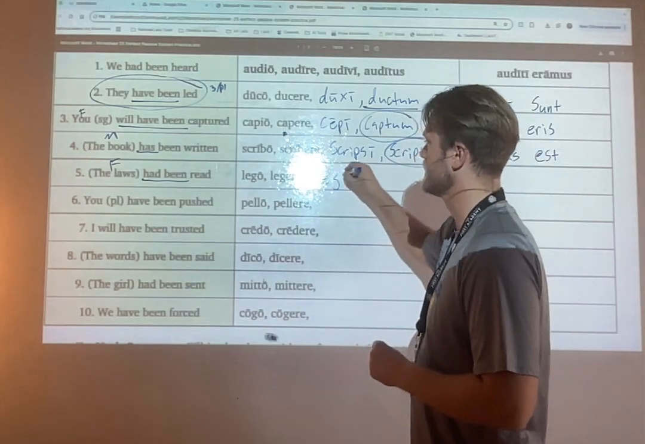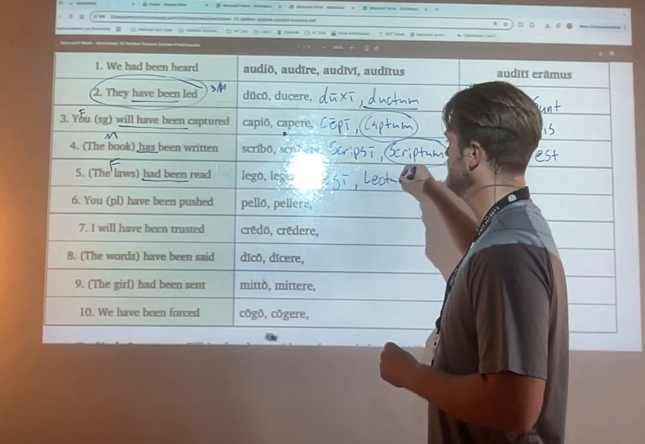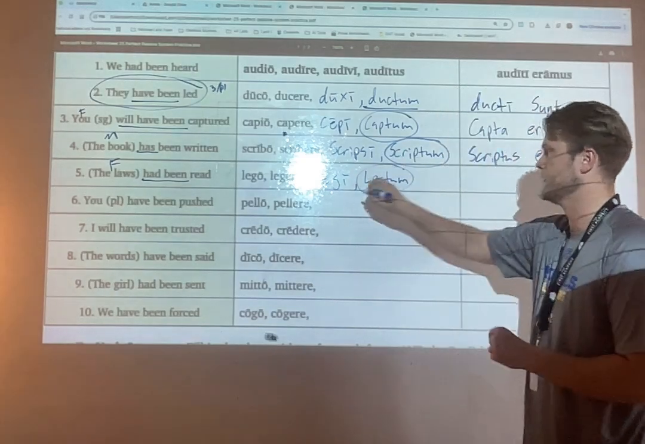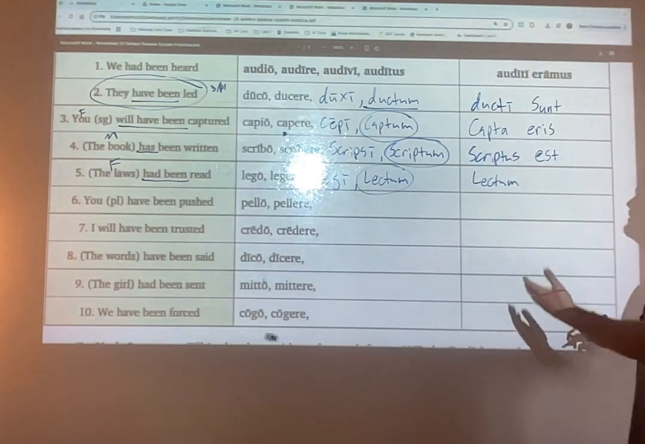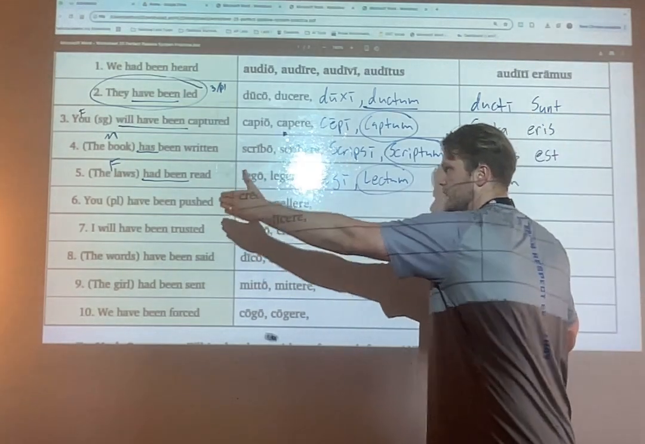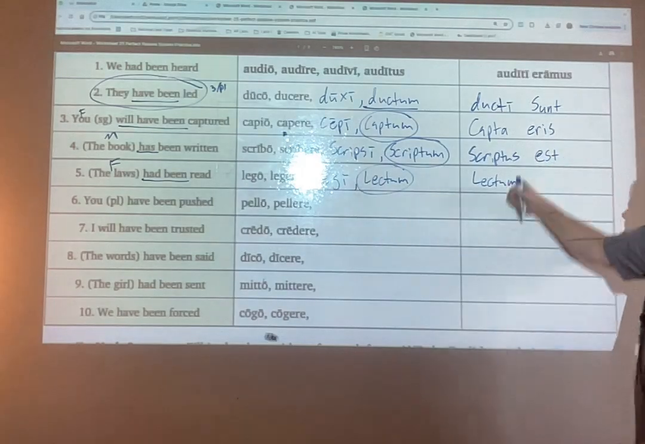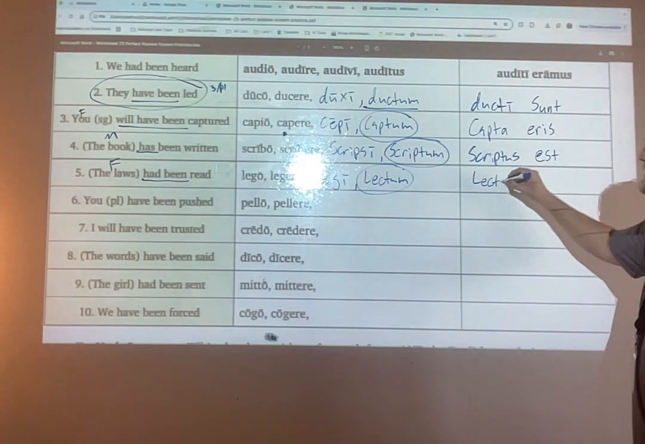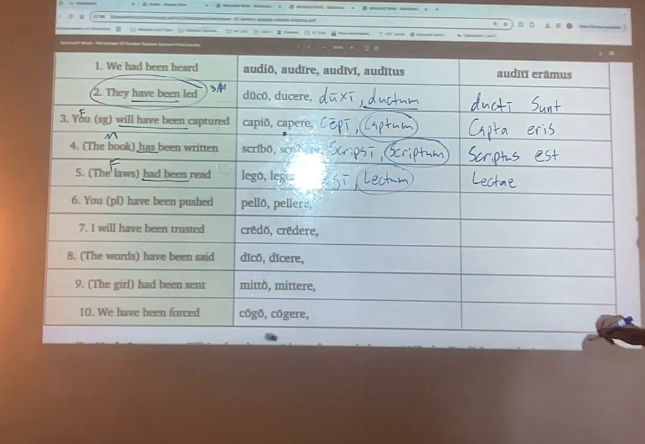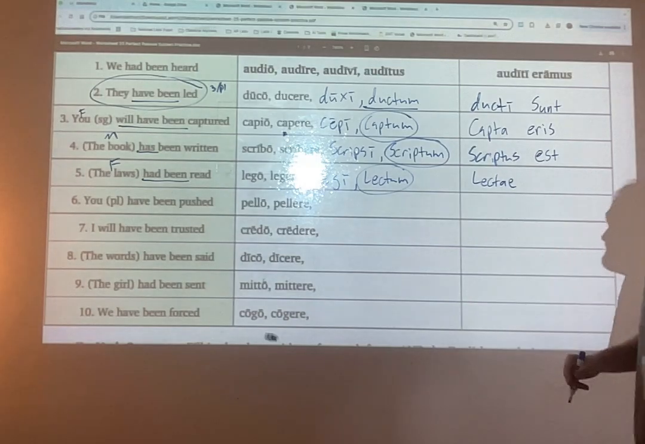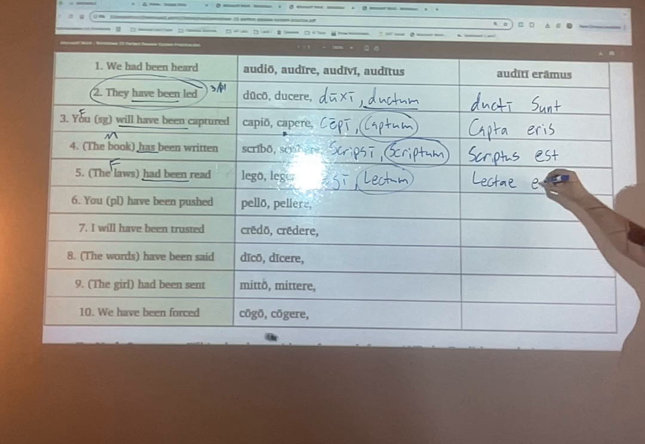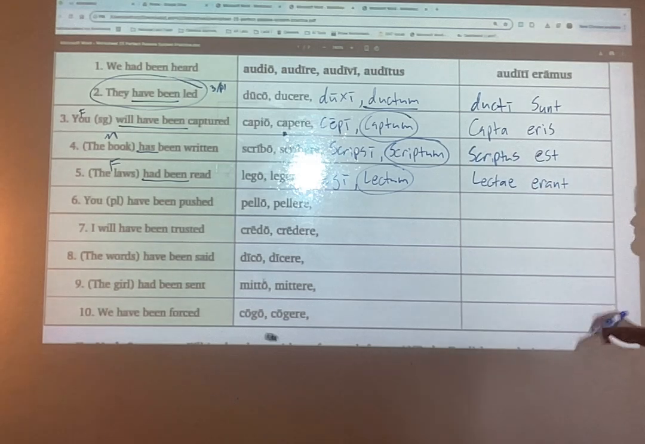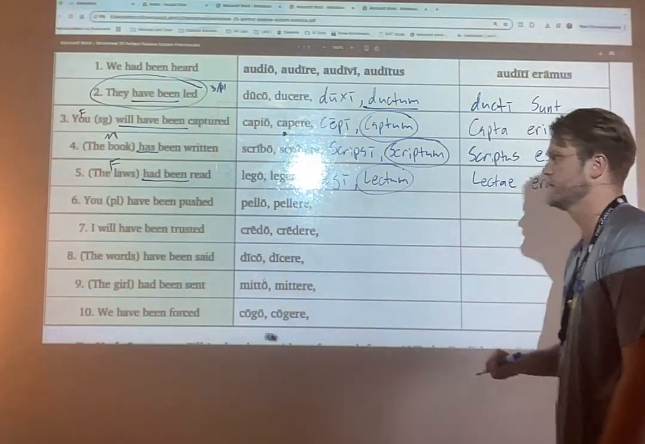My other principal parts are legi, lectum. All right, I need lectum here. So let's go ahead and write that down. Lectum. But I know that it's feminine plural. Laws is plural and it's feminine. So that can't end in um, that needs to end in ae, lectae. All right, and once again, the pluperfect passive always uses the imperfect form of sum. So this is going to be lectae erant. The laws had been read.